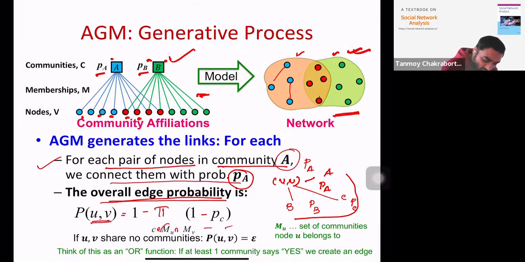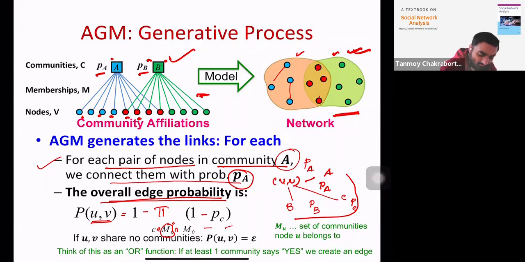So what is MU? You remember I said M is the membership metric. MU is the set of communities where the node U belongs to. What is MV? MV is the set of communities where the node V belongs to, right?